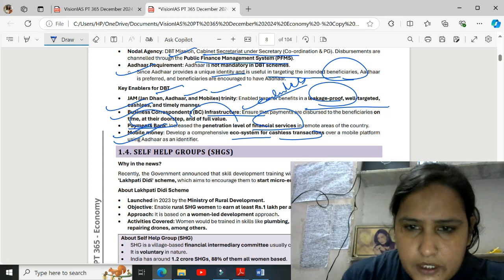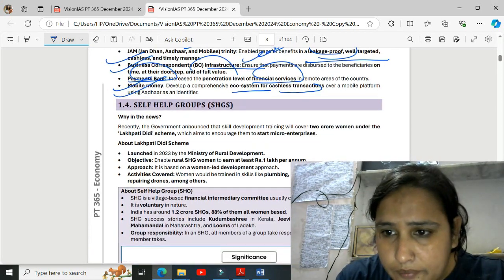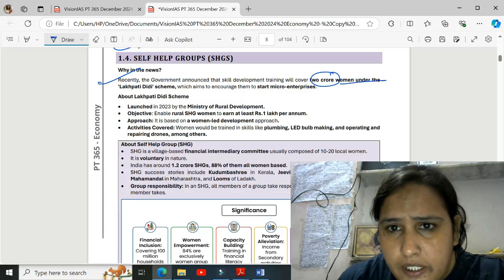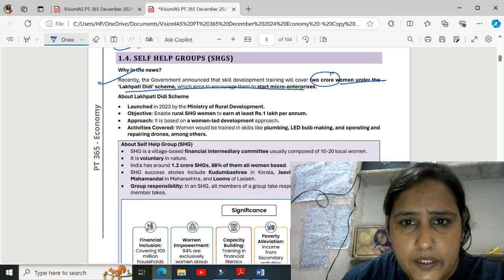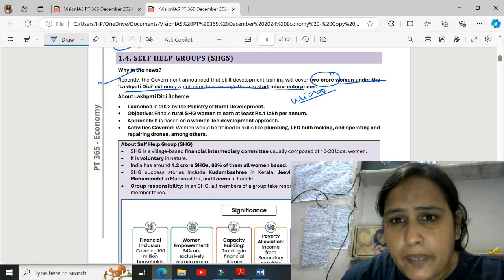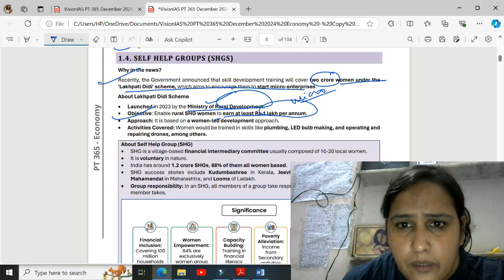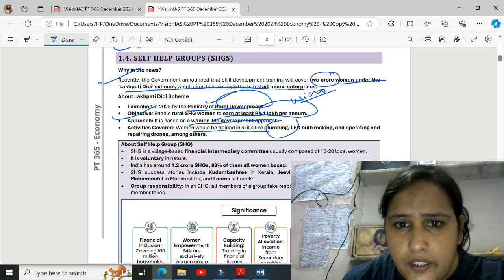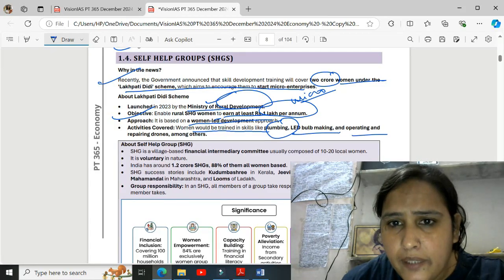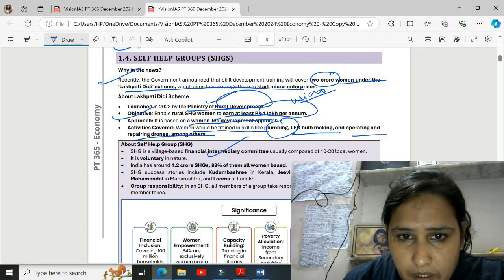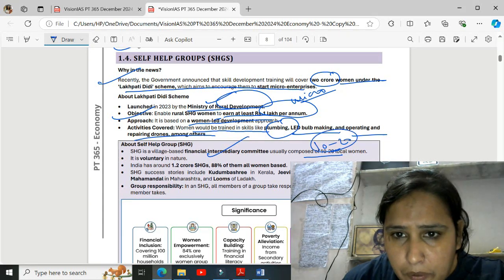Next topic is self-help groups. Recently, we can say 2 crore women are under the Lakhpati Didi scheme, which is about microfinance and micro enterprises, launched in 2023 by the Ministry of Rural Development. These women earn at least 1 lakh rupees per annum. The approach is woman-led development, and women are trained in skills like plumbing, LED bulb making, and operating and repairing drones. This is a financial intermediaries committee, which usually has 10 to 20 women.